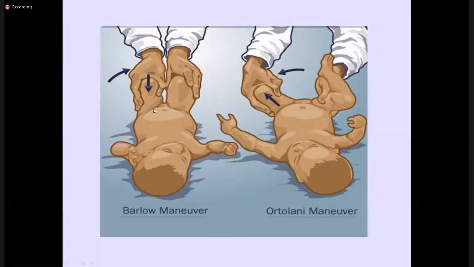Here the hip joint is weak, and this is a provocative test known as the Barlow maneuver. And Ortolani is the test performed for the dislocated hip. So these are the two tests, and you should be clear about these two.